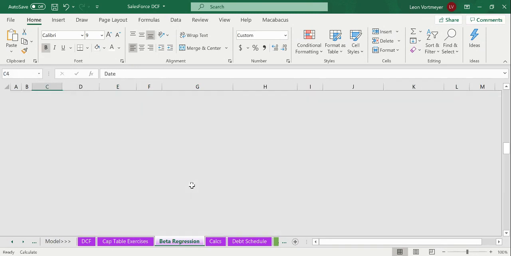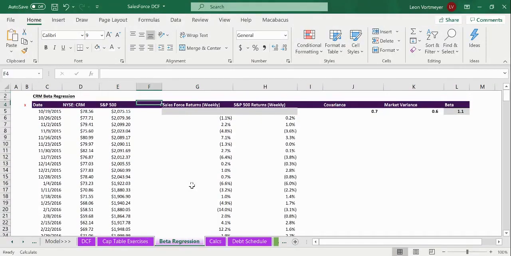I believe this is a 5-year time span, and I've regressed it weekly, which means that I've looked at the covariance between Salesforce and the S&P 500, as in when the S&P 500 goes up, to what degree does Salesforce go up as well? This is kind of the sense of covariance. How much do they vary with each other? And you divide covariance by the variance of the market as a whole to normalize that for the variance of the market.